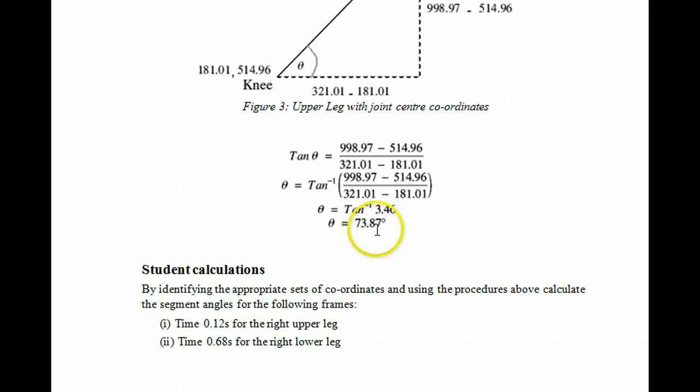Obviously once we've obtained that value, we may need to adjust it according to any particular conventions that are being used, but the basic trig method for calculating an angle using 2D coordinates has been demonstrated to be a fairly straightforward method. This concludes this movie.